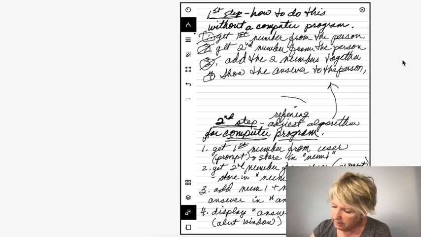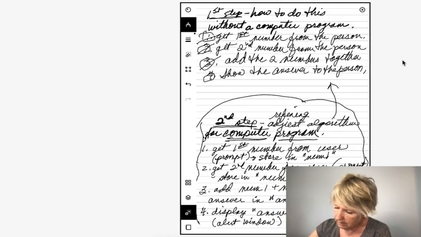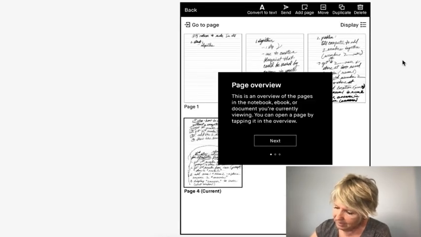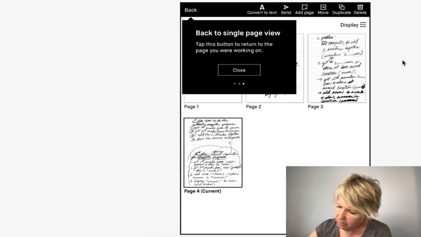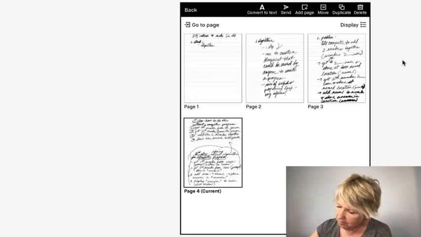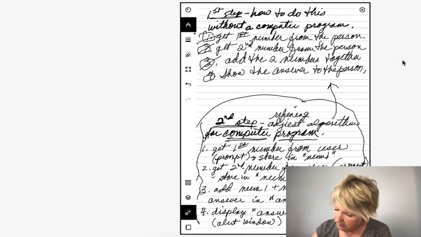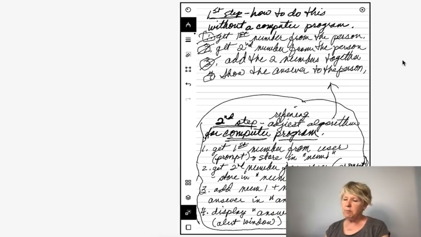So this here is the algorithm. If I can draw my line here. Sorry. It's a new machine and it wants me to go through these steps. There we go. This is the algorithm for writing a program that gets two numbers from a user, adds them together, and shows the answer to the user.